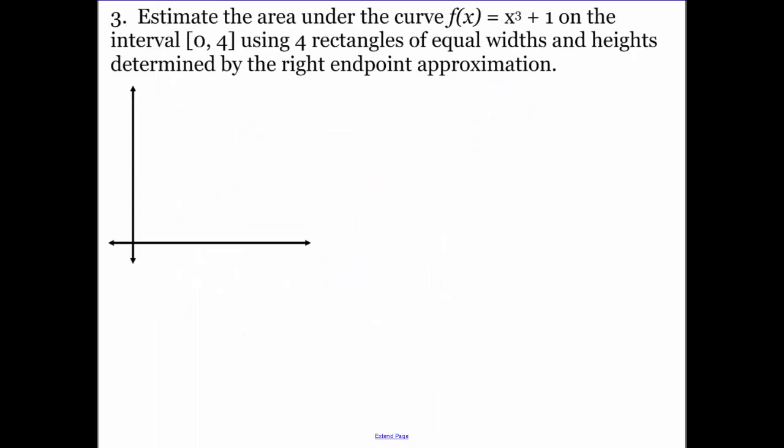Okay, the next example. Estimate the area under the curve using 4 rectangles of equal widths by a right endpoint. And I did one of each one of these types for you guys. So let's figure out what our delta x, or our width, is. That's b minus a, so 4 minus 0. I need 4 rectangles, so each of the widths is 1. The function is x cubed plus 1, a cubic curve that looks something like that.